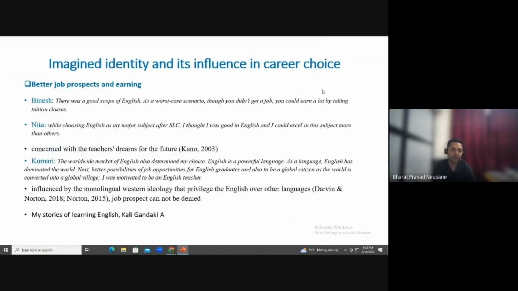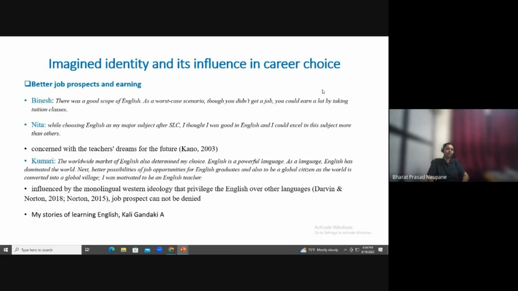And the next theme that I developed out of the analysis of the stories of participants is imagined identity and its influence in career choice. So these teachers joined English language learning and later on English language teaching because they thought that there would be better job prospects and earning after joining English language teaching and learning. Been shared, "There was a good scope of English. As a worst case scenario, though you don't get a job, you could earn a lot by taking tuition classes."